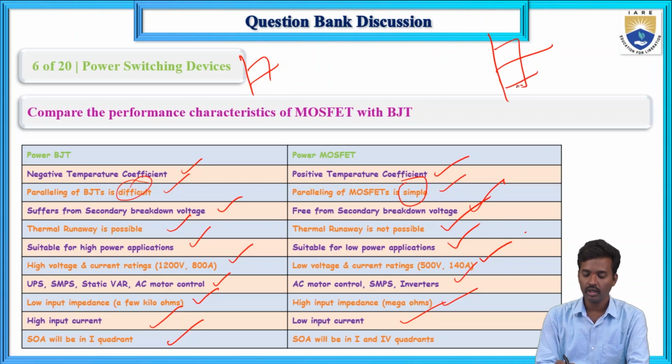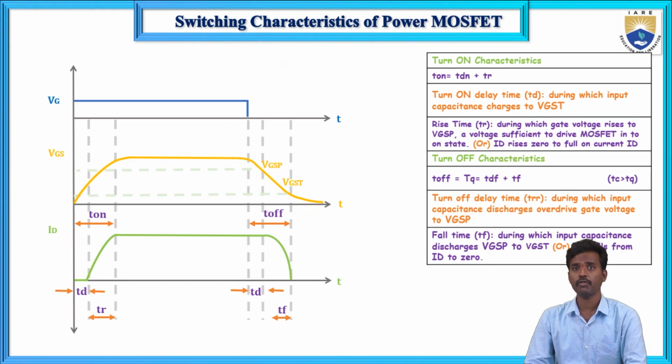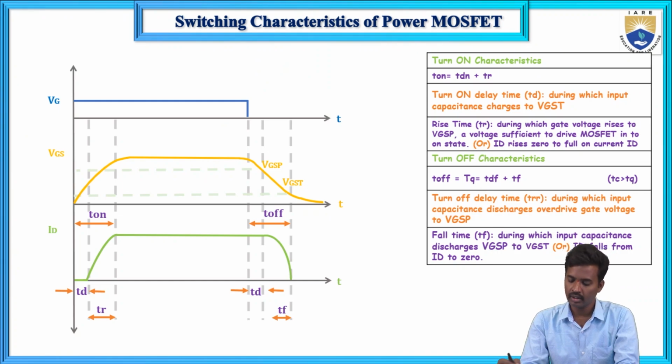So now, these are the performance characteristics: turn on and turn off. Turn on has delay time and rise time. Turn off has delay time and fall time.